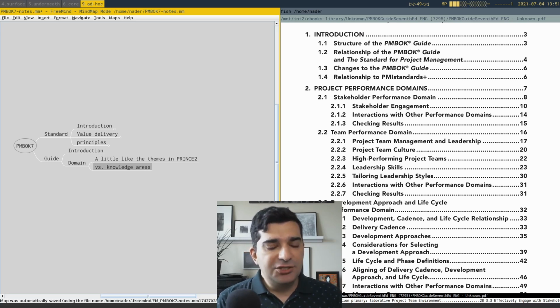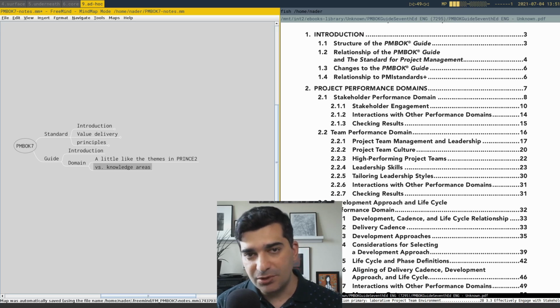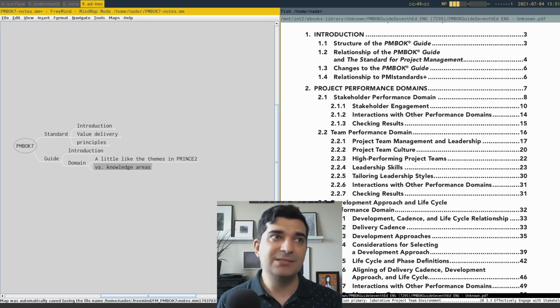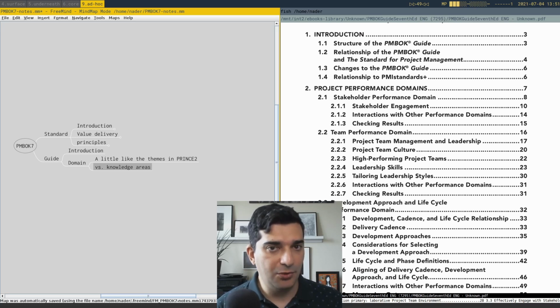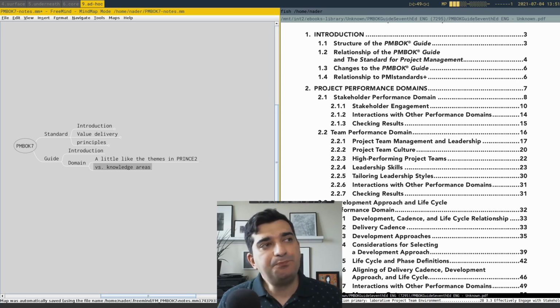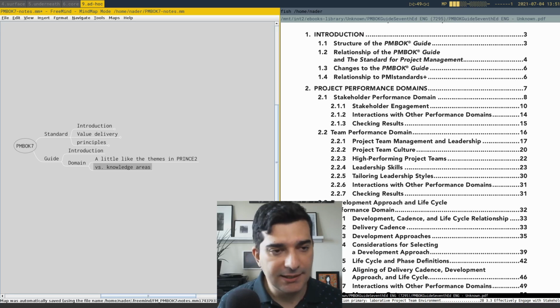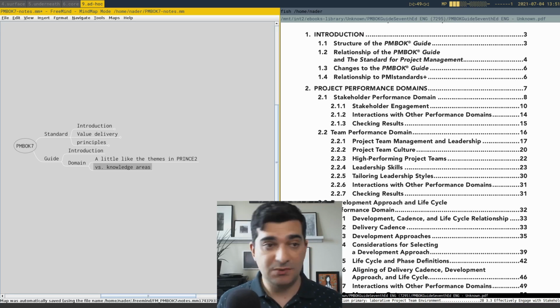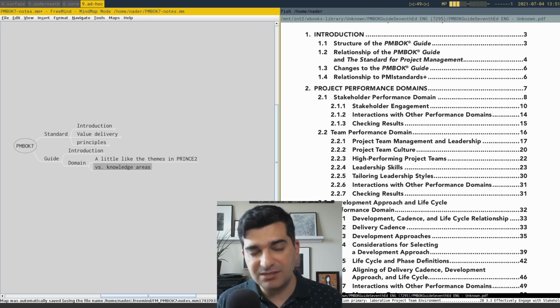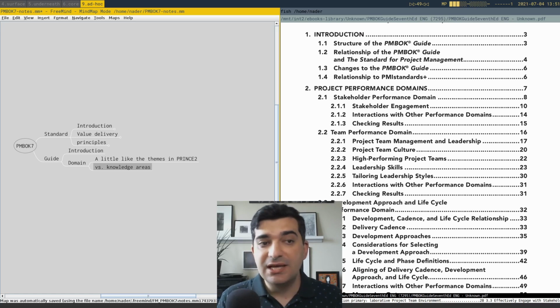The knowledge areas in the previous versions of the PMBOK guide were mainly output oriented, but the domains are outcome oriented. That's the difference here. And then when we go on, you will see that there are overlaps between what we have in the domains and what you've seen before in the principles. That's also natural. But the perspective is different.